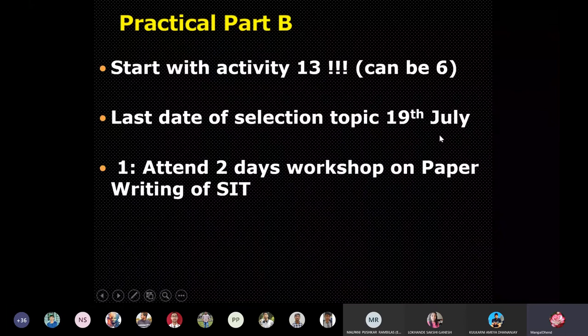So try to, not completing, but telling which activity you will do. Just for selection of topic, write down in your notebook, because again and again you are forgetting. Select the topic for your activity 13. And the last date, your topic should go to Rohit, up to next Sunday, 19th July, okay? So select your topic. What is activity 13? Activity 13 is a modern tool usage: preparing video, use any ICT tools and perform the activity.